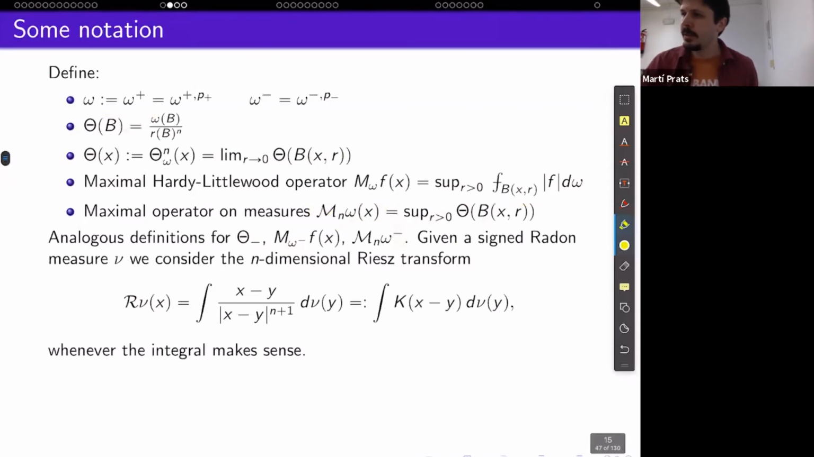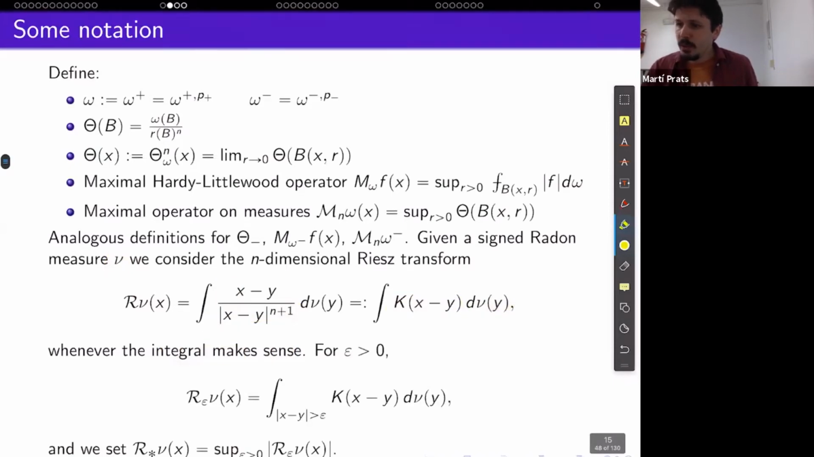Now let's say that given a signed Radon measure, we consider the n-dimensional Riesz transform defined as follows. It should be the integral of the kernel, this vector valued kernel, against the measure, whenever this integral makes sense. Note that in general this kernel will not be integrable. Maybe you need principal values. Maybe the principal value doesn't even exist. So just whenever it makes sense, let's say.